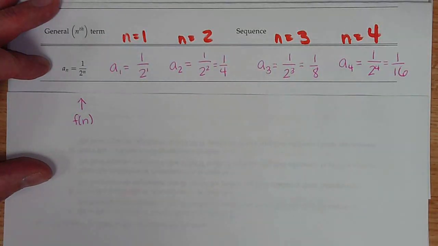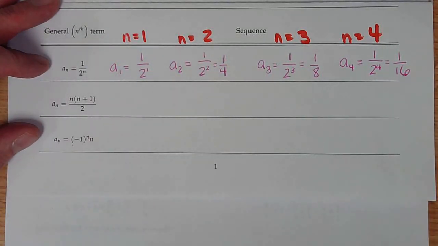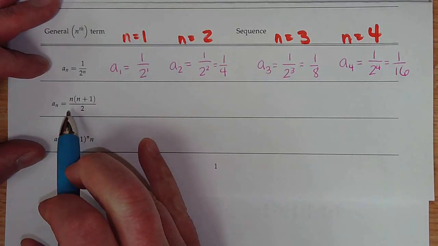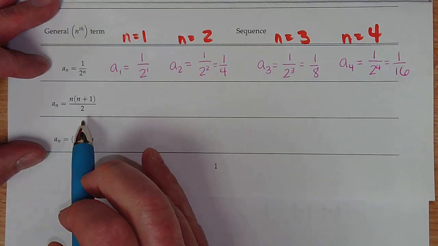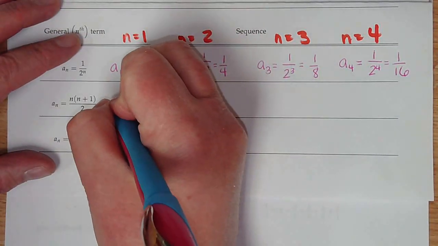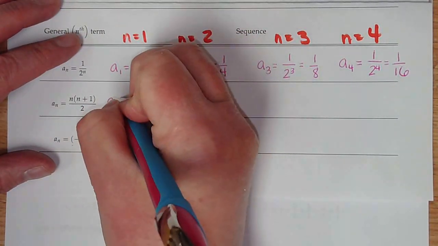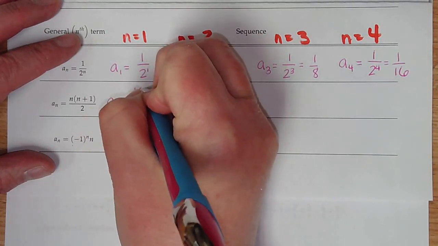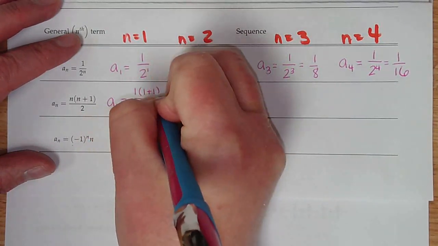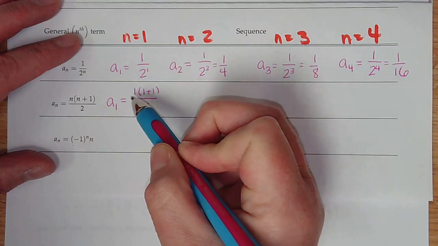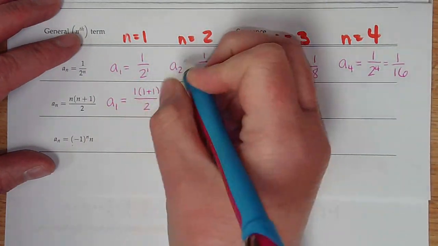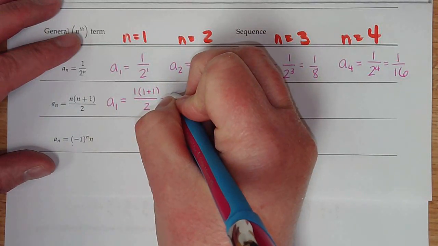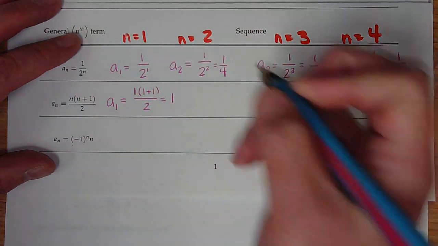All right, so let's look at the next one. So our next sequence is defined as n times n plus 1 over 2. So we're going to start with n equals 1. So I have a1, my first term, is going to be 1 times 1 plus 1 over 2. So that's going to be 1 times 2 over 2. So that's going to simplify down to just be 1.